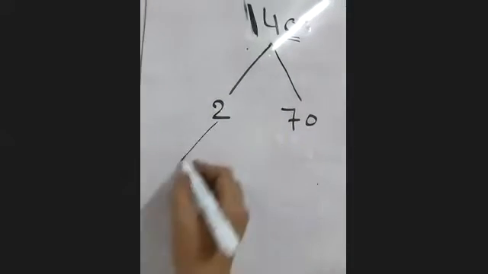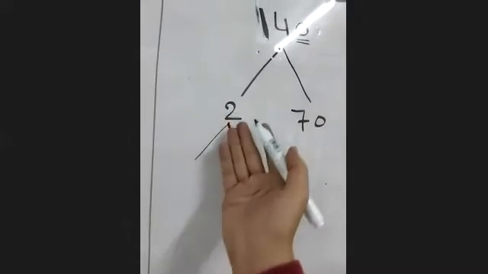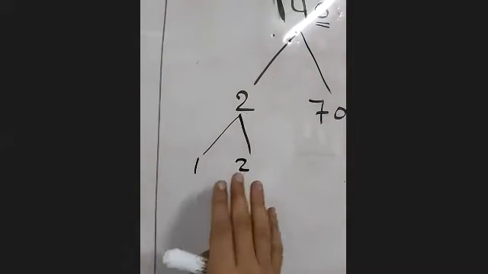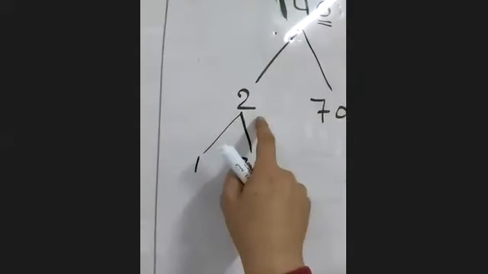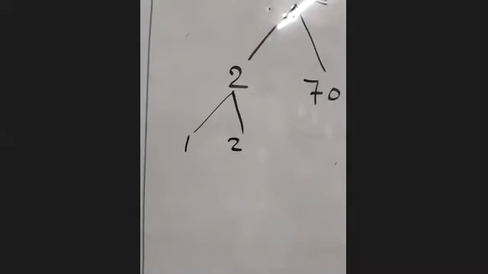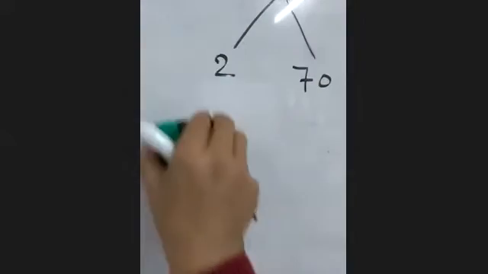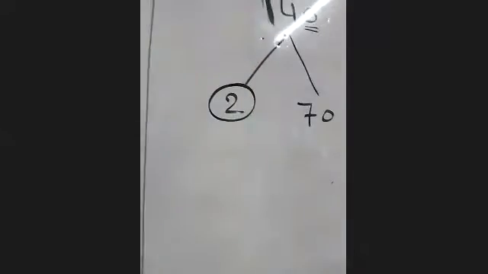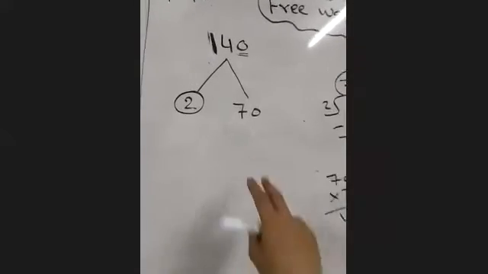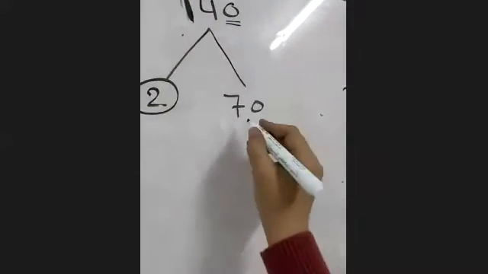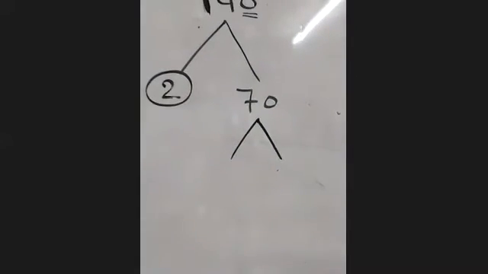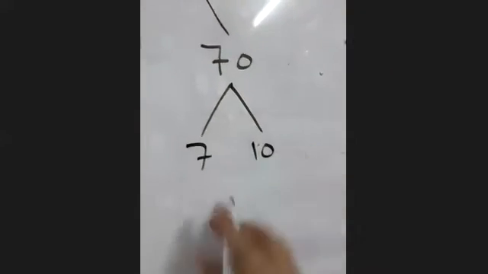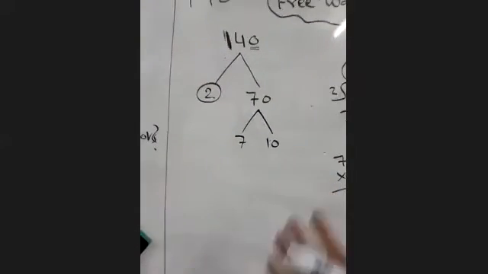The 2. Can we have two numbers that multiply to 2? It's only 1 and 2. If we have only 1 and 2, we call it a prime, if you remember. So no need for it. We cannot do more, so make a circle like this. Now let's go to the 70 here. Give me two numbers that multiply to 70: 7 with 10.